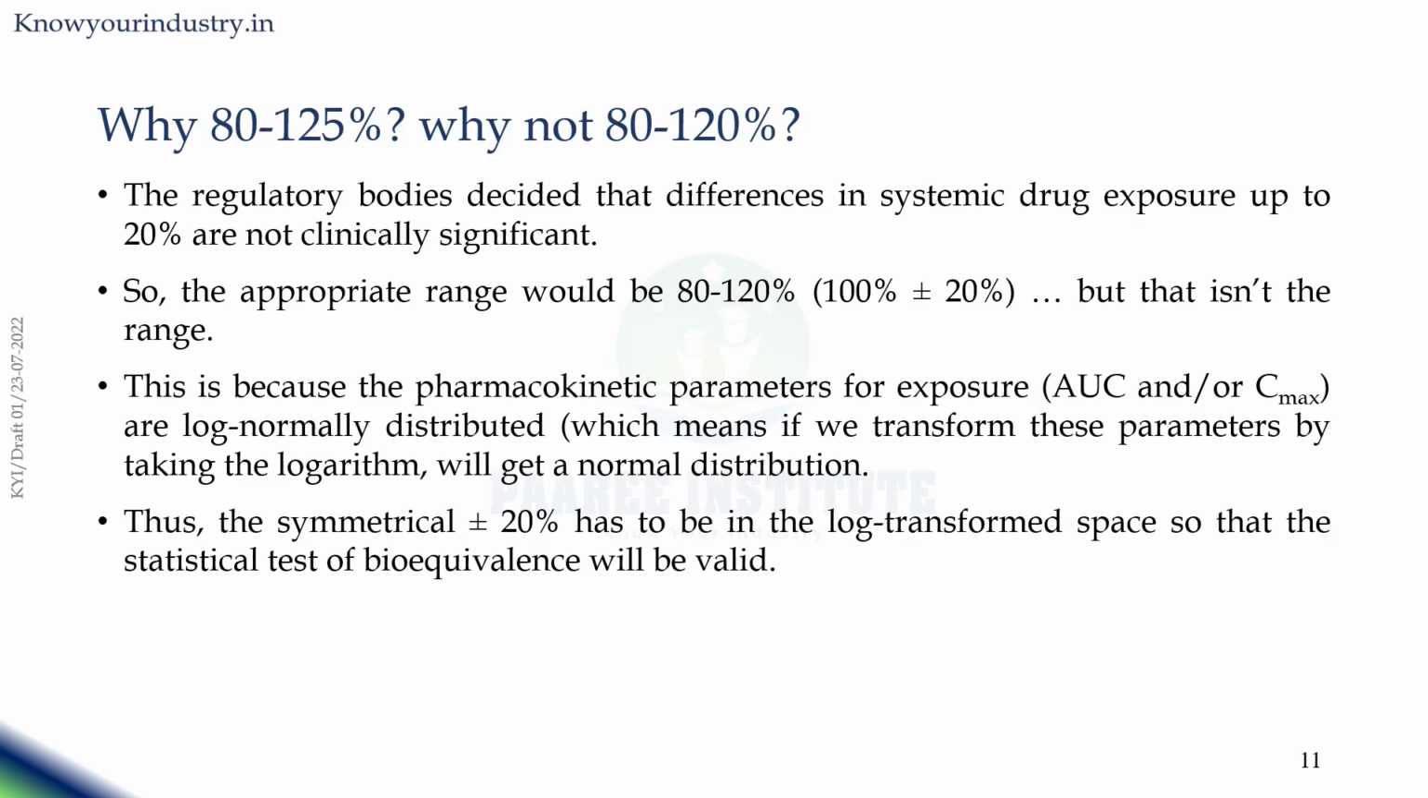This is because the pharmacokinetic parameters for exposure, AUC or Cmax, are log normally distributed, which means if we transform these parameters by taking the logarithm, we'll get a normal distribution. Thus, the symmetrical plus or minus 20% has to be in the log transformed phase so that the statistical test of bioequivalence will be valid.